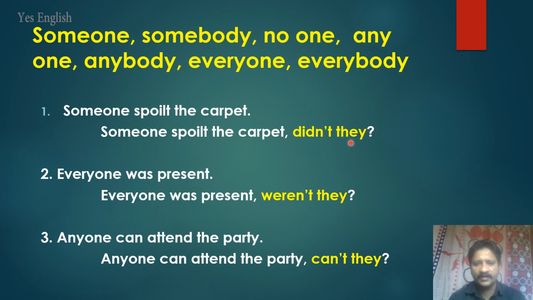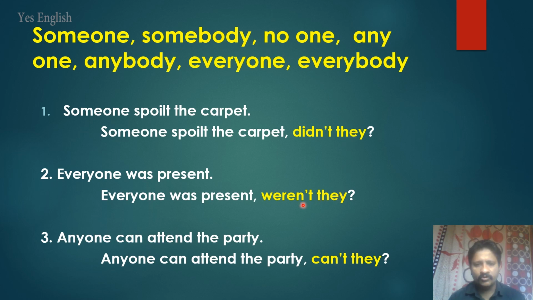Please look at they instead of someone. Okay, everyone was present. So this sentence is also another special sentence. Okay, see here we can see the primary auxiliary was, but when it is used in the tag it was changed into were, because instead of everyone we have to use they. Okay, so all these words like everyone, anyone, no one, nobody, somebody, someone will have the tag they.